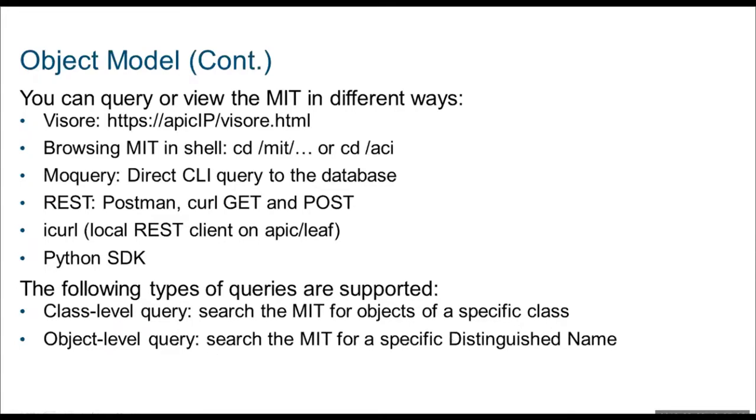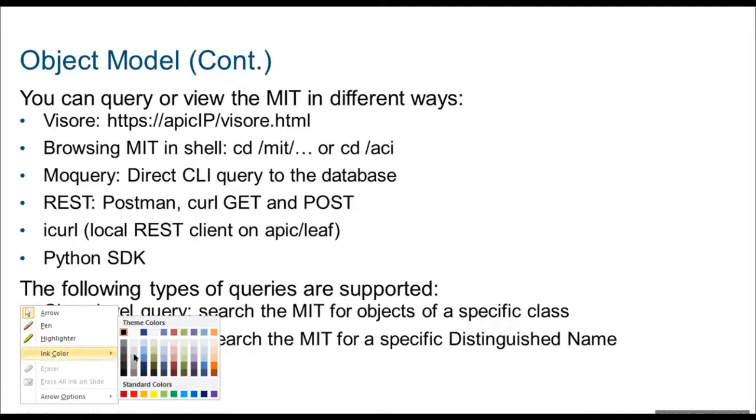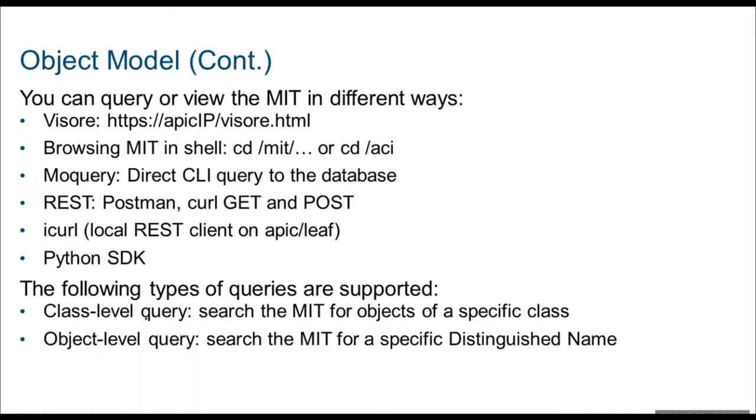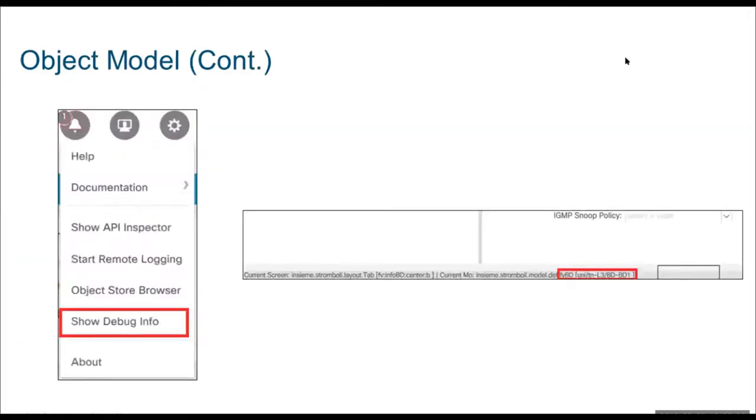And of course, you can view the query through the command line or through this Visore tool. Command line would be this one, moquery. That's a command that you would use, class-based or object-based. Class would say FV tenant in my particular example. So there, highlight show debug info. Then you should be able to see the class as well as the distinguished name of the object.